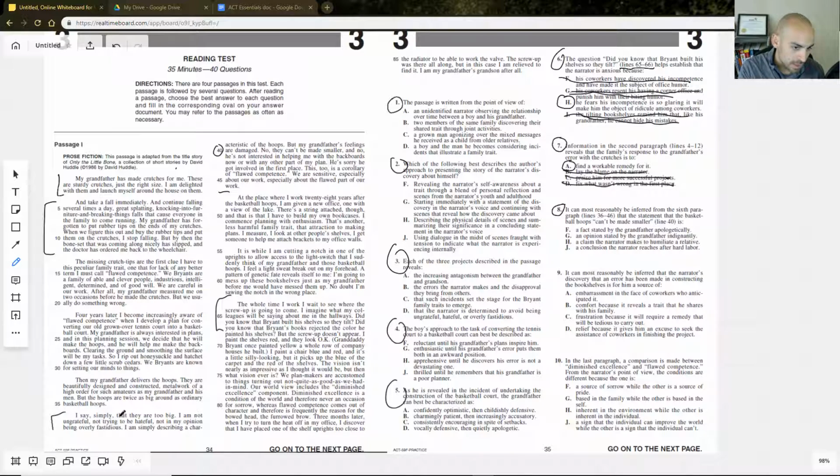I say simply that they are too big. I am not ungrateful. I'm not trying to be hateful. Not in my opinion being overly fastidious. I am simply describing a characteristic of the hoops. But my grandfather's feelings are damaged. No, they can't be made smaller, and no, they're not interested in helping me with the backboards now or with any part of my plan. He's sorry he got involved in the first place. This too is a corollary of flawed competence. We are sensitive, especially about our work, especially about the flawed part of our work.